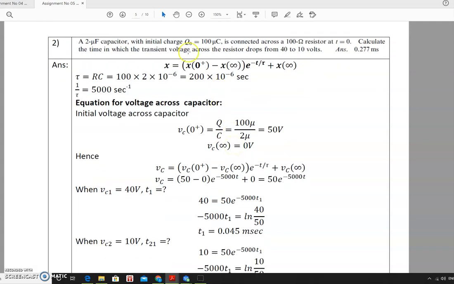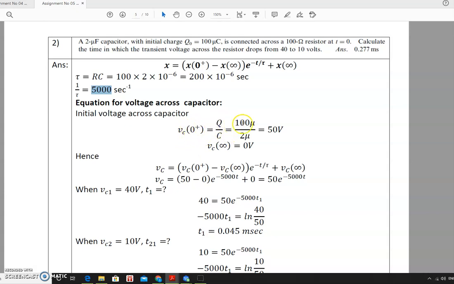So let us consider that this resistor is not there, it is a capacitor. The same you can do for the resistor also. So we will write down the equation for resistance and you can do it also. So x is equal to x(0+) minus x infinity, and that formula remains the same. First I will calculate tau. Tau is equal to RC. R is 100 ohm and C is 2 microfarad. So 2 into 10 raised to minus 6, it comes to 200 into 10 raised to minus 6 second. If I take 1 by it, it will give you 5000 second inverse. So the equation of voltage across the capacitor is equal to 0 plus q by c.